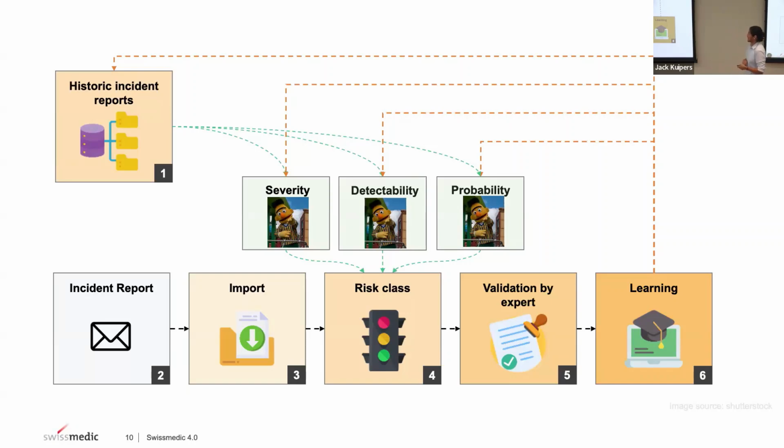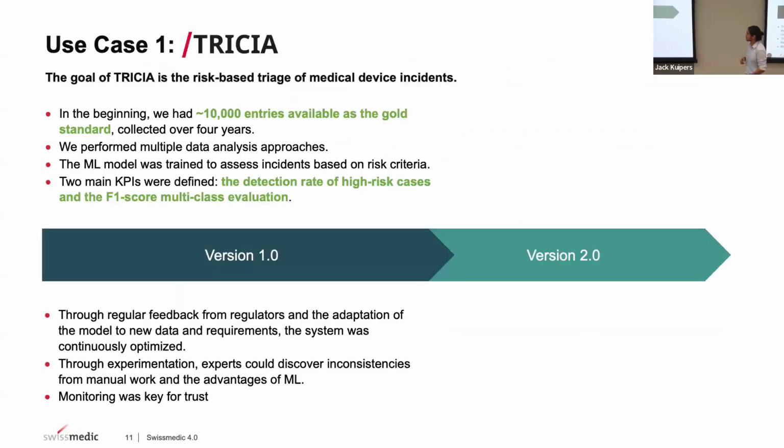We tested this and we got really great results. So much so that the experts started to push themselves on how we can integrate it into our processes in a more robust way. In the beginning, when we started this, we had about 10,000 entries as a gold standard. This was something that we cleaned up. So it was quality data in certain ways. Anyone could question this part already.